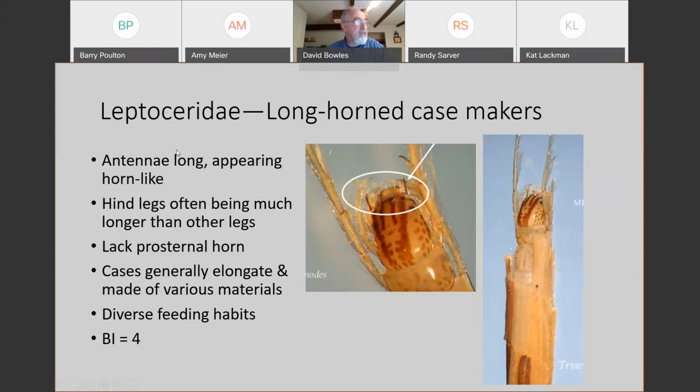The Leptocerids lack a prosternal horn. Again, some of these families have it, and one you might confuse this with, particularly a genus called Triaenodes in the Leptoceridae, looks superficially like a Phryganeid. But Phryganeids are bigger, and they have a very prominent prosternal horn. Leptocerids do not.